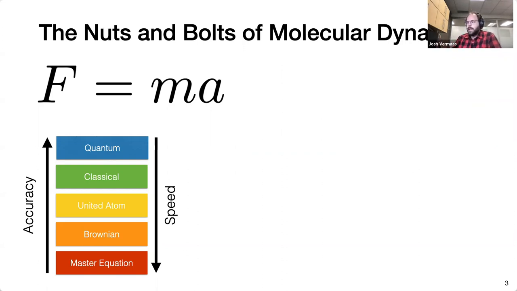Where I work is in the classical regime, where we make approximations that I'll get to in a minute that make this cheap enough to do reasonably quickly. You can lump multiple atoms together to create a united atom model or a coarse grain model. These are faster because you have fewer particles you need to calculate. And you can keep going down that ladder to models that are less accurate but faster.